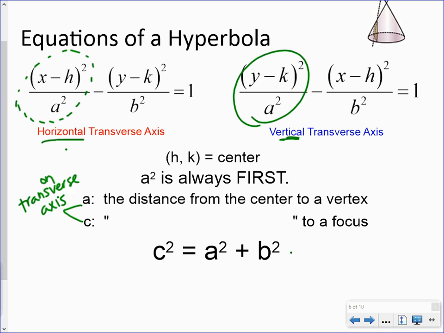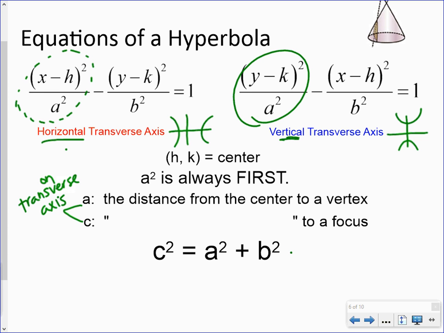Wait, so could you draw real quick what the horizontal transverse would look like? Yep. Opens right and left horizontally versus vertical transverse axis will open up and down. And they may not be centered at the origin so they could move, but it's just what direction it opens. Question. Anything else that you want to ask about on this slide?